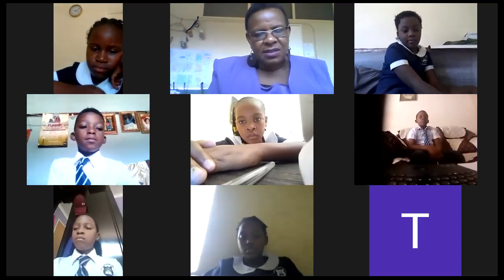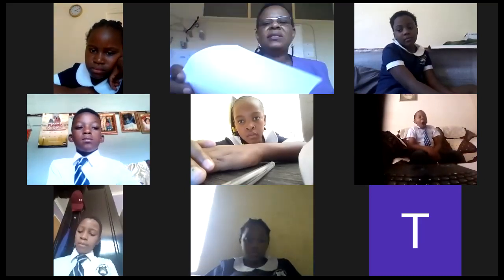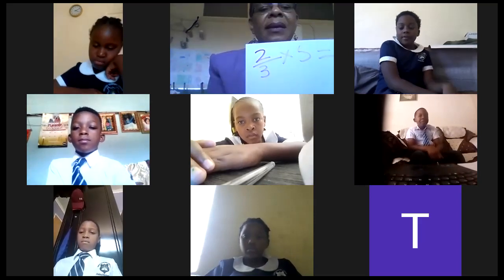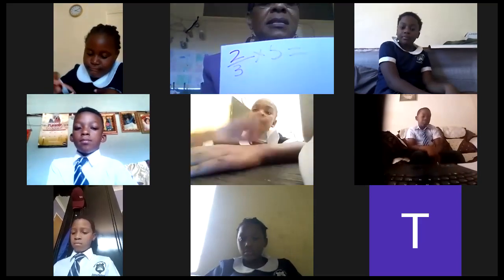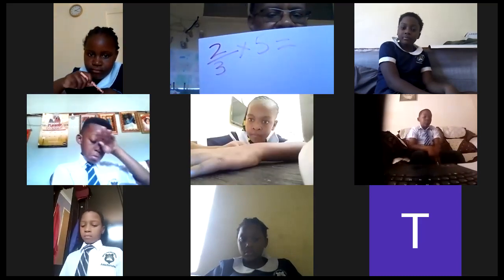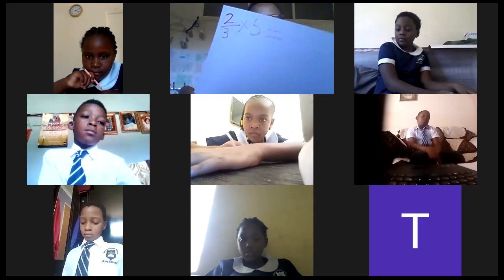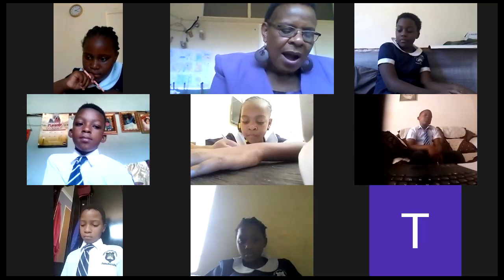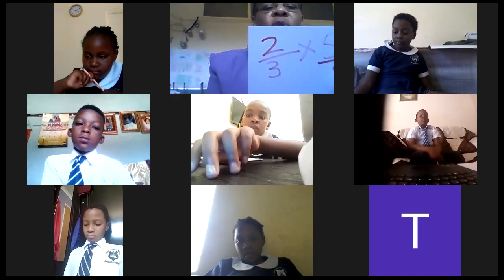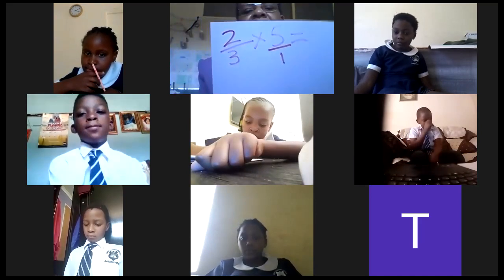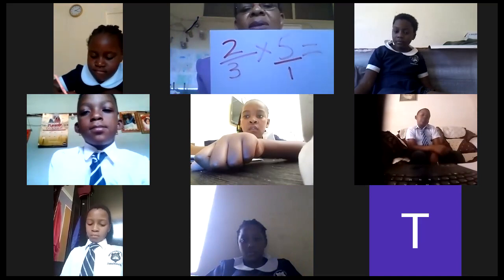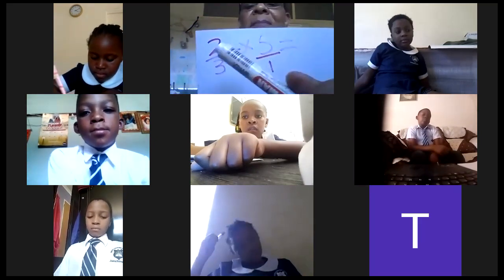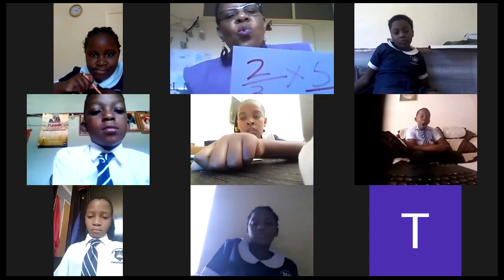Right. Let's look at this one. We are multiplying a fraction and a whole number. This is multiplication of fractions and whole numbers. How are we going to do that? We have to balance up our numerator and put the denominator as one so that we are not mistaken. All this is multiplication, but at the end, that's where we are going to divide.